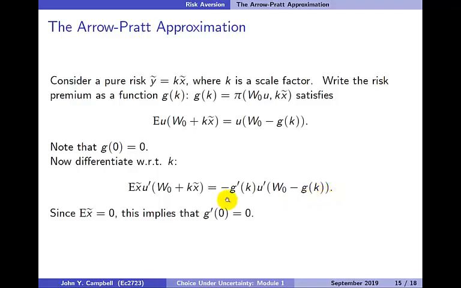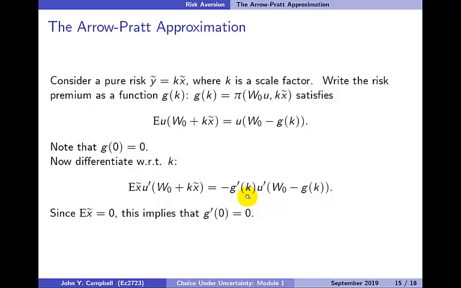Now, let's consider what happens. This implicitly defines the first derivative, but let's consider what happens at k equals 0. The first derivative at k equals 0 is just going to be 0. Why? Because if k is 0, u prime is a constant, it's known, and the mean of x is 0, so the whole left-hand side is 0. This marginal utility here is positive, so for the equation to hold, g prime of 0 must be 0.